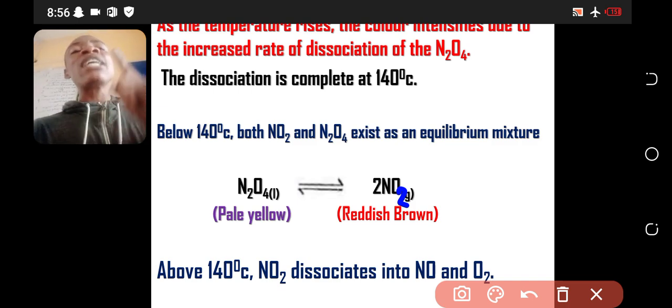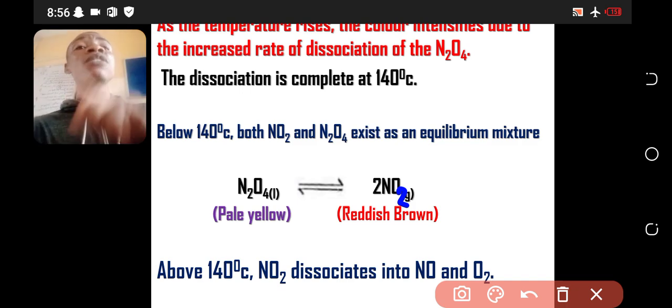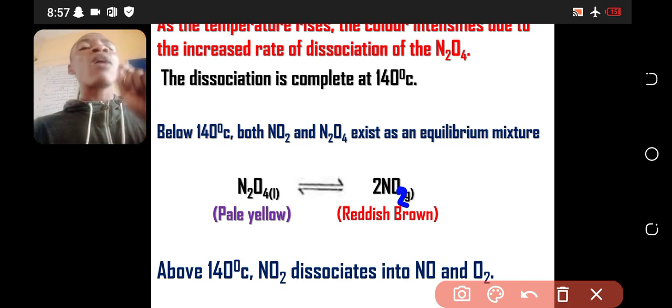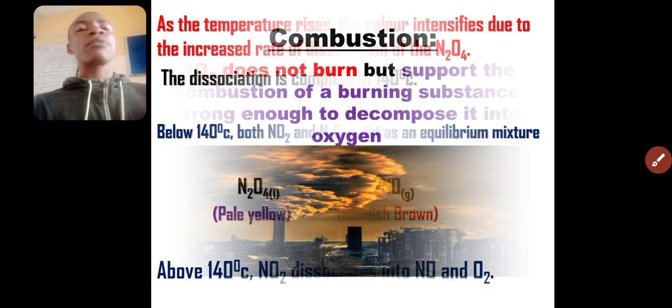If you keep heating NO2 gas above 140 degrees Celsius, the NO2 gas itself begins to decompose into nitrogen oxide and oxygen gas. Hence, if you want to achieve the transition between N2O4, which is pale yellow, and NO2, you heat it and don't allow the heat to surpass 140 degrees Celsius.